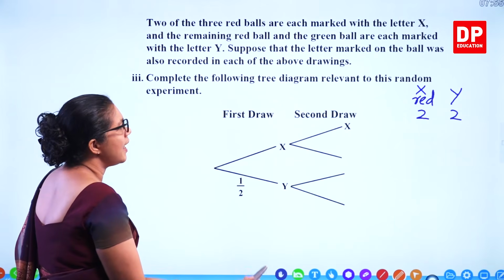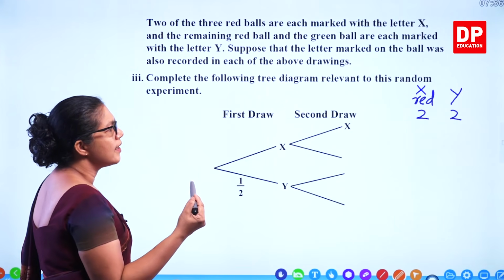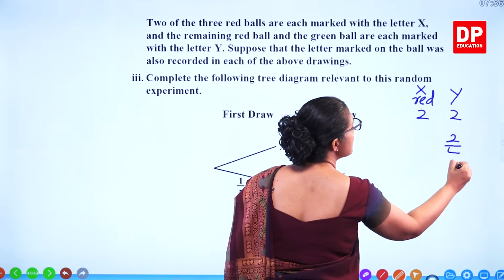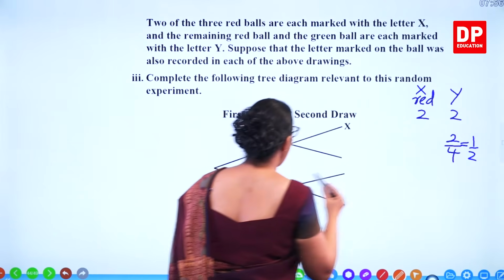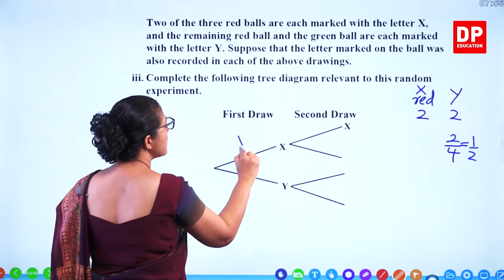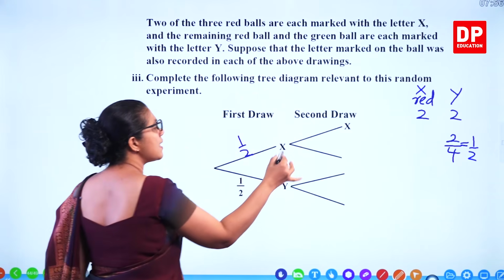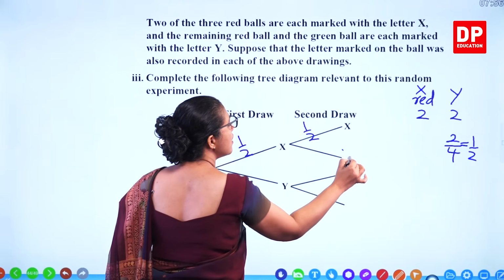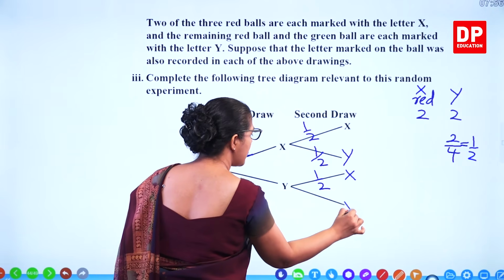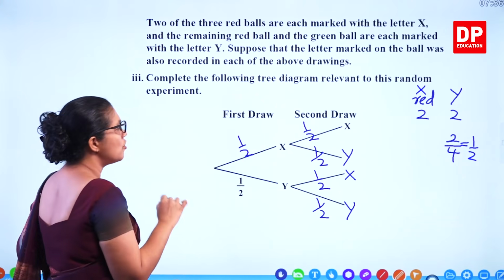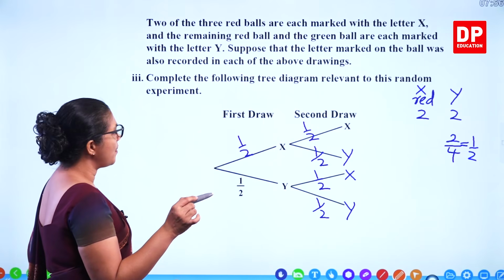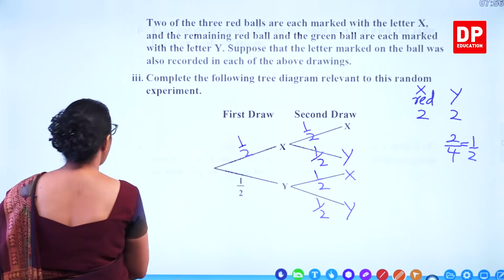So, getting Y out of 4, 2 possibilities. So, when you simplify, that's half. That's why it's given half. So, what's the probability of getting X? 2 out of 4, that's half. This is replacing, so getting X again half, getting Y again half. This is getting X again here half and getting Y again half. So this is the completed diagram. Complete the following tree diagram relevant to this random experiment. And then you need to answer questions.